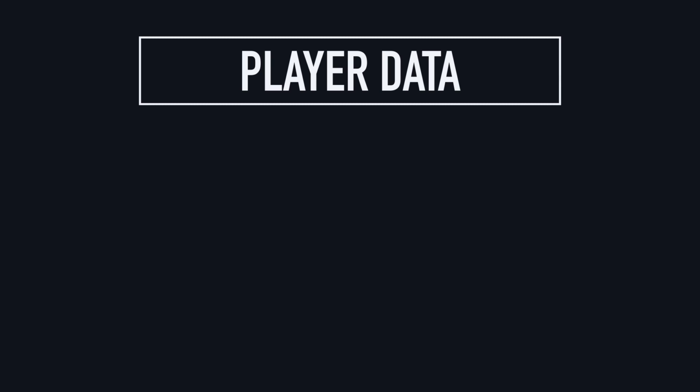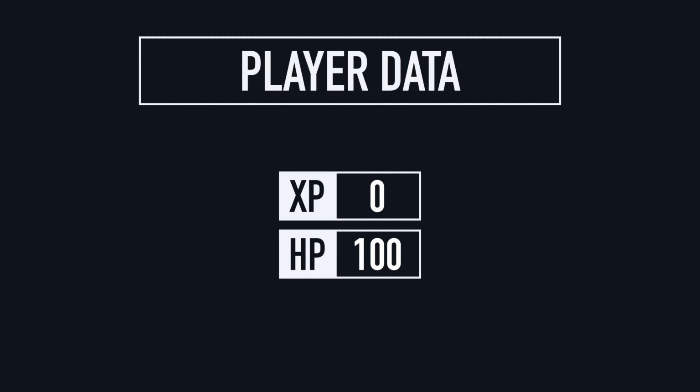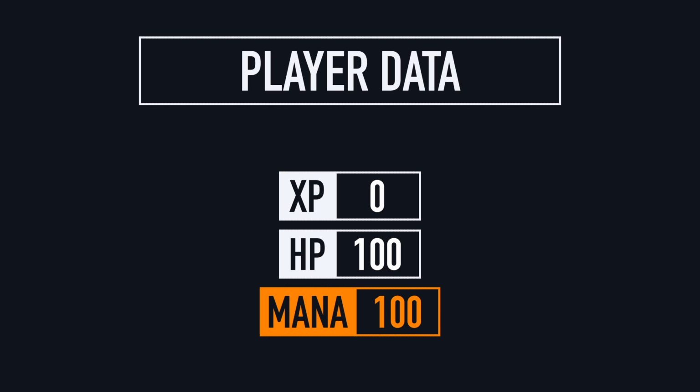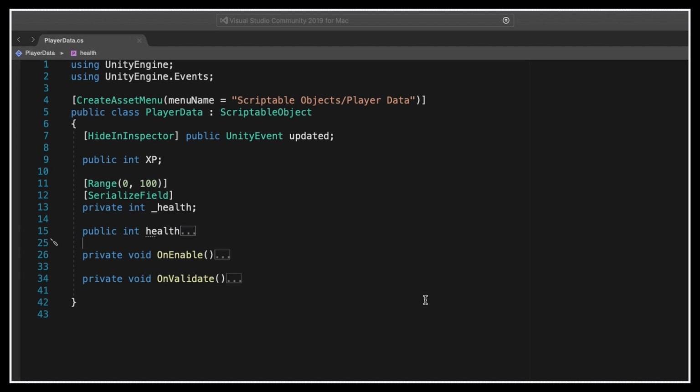Consider our player data structure. At the moment, it is composed of two integer properties, the XP and the health. But now, what if we need to add some mana amount as well? With our current setup, we would need to come back to the C# data structure script and add the field, which would be another integer value.